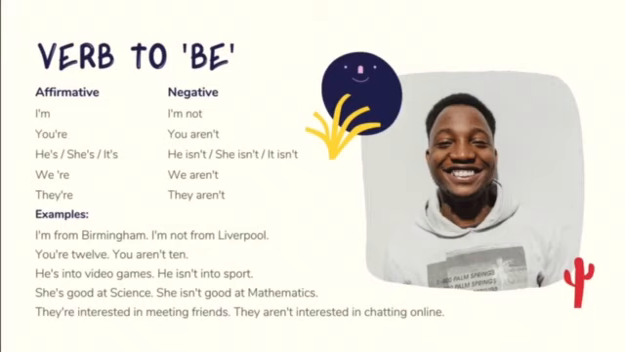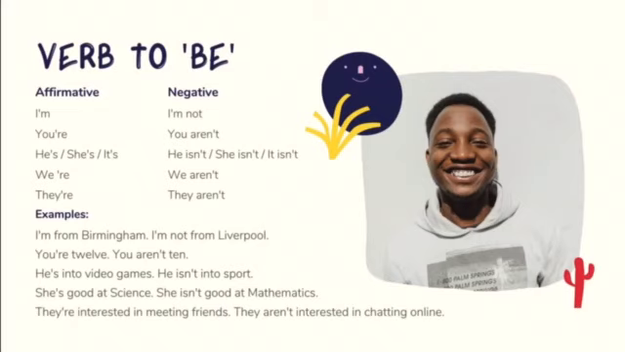And if you are using it with the plural pronouns we and they, the verb to be will change its form into are. So we are or we're, they are or they're. For example, they are interested in meeting friends. These examples are examples of verb to be in affirmative forms. In simple language, affirmative forms means a positive statement.